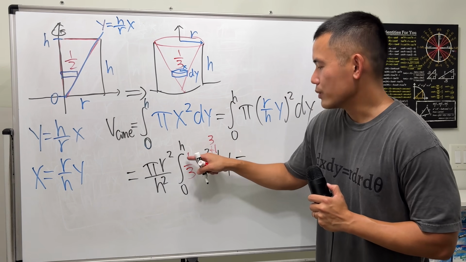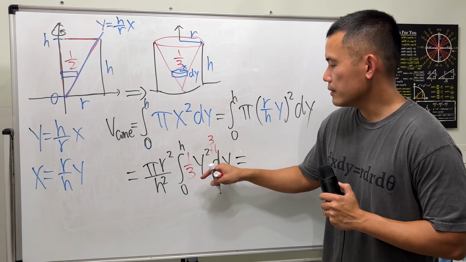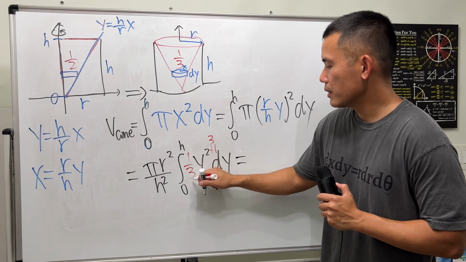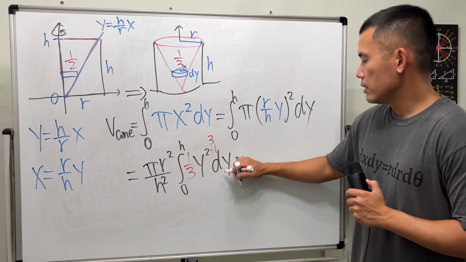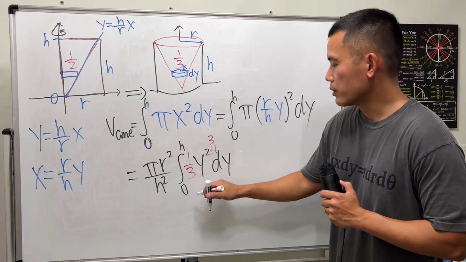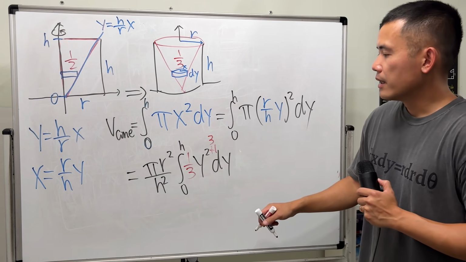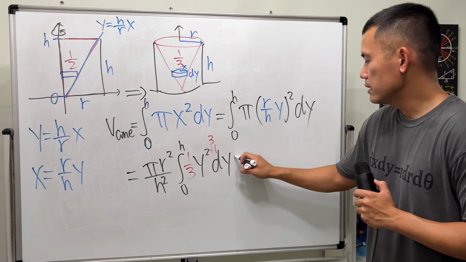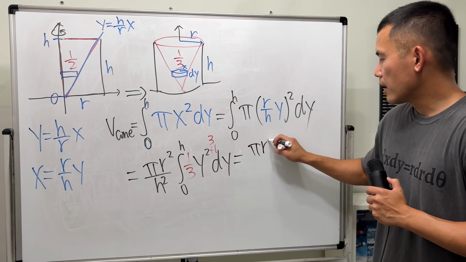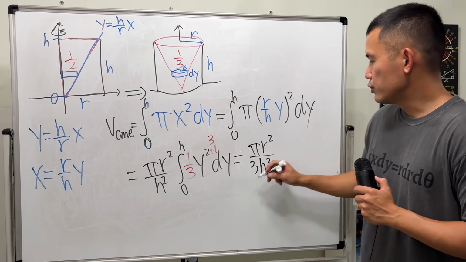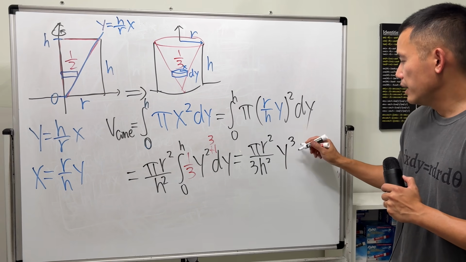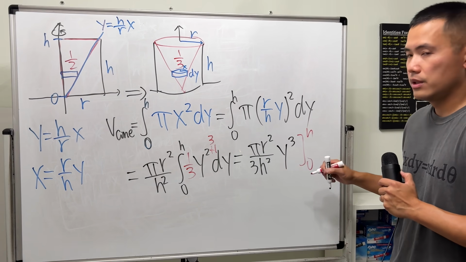Divided by the new power, and we get 1/3 here. And now we can put the 1/3 to the front. So this is pi r squared over 3h squared. And then we just have y cubed. And we go from 0 to h.